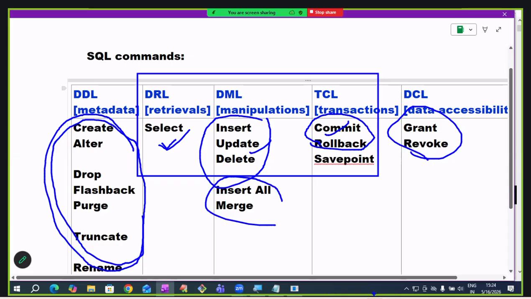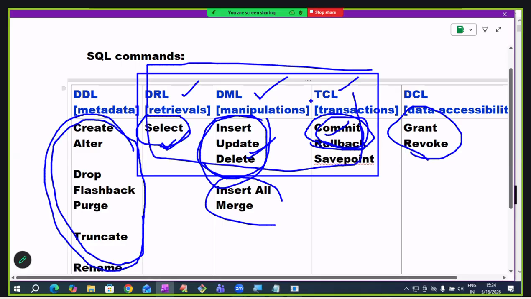As a full stack Java developer, your frequent operations may be retrievals, performing transactions, saving them, or canceling them. That is why you must have DRL knowledge, DML knowledge, TCL knowledge. This area is very, very important. Please get grip on it.